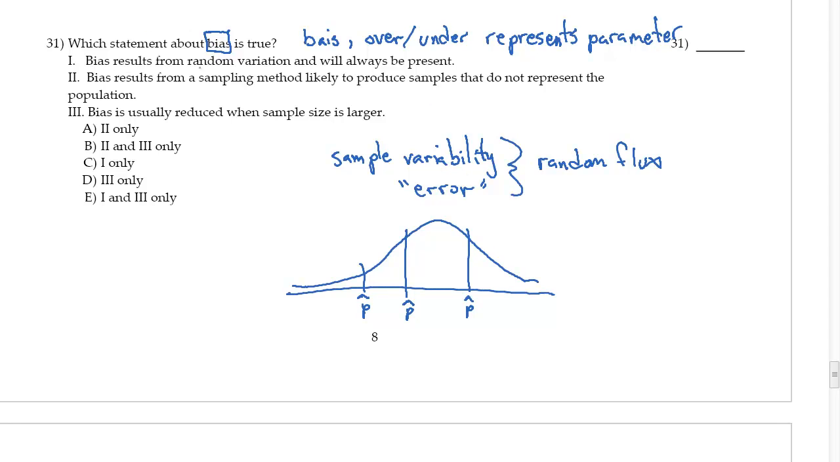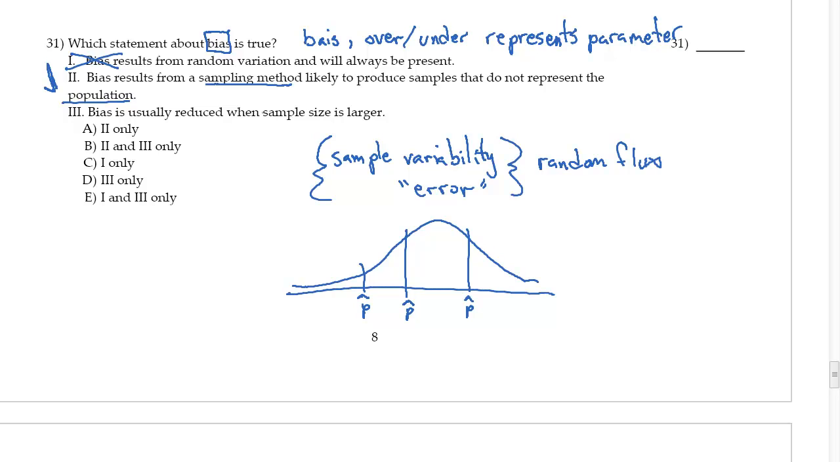So bias results from random variation and will always be present? No. That's sample variability, okay? It doesn't represent that. Bias is an actual over or under representation because of the method that you use. Bias results from sampling method? Yes. Likely to produce samples that do not represent the population? Yes. This makes me happy, okay? So here's my check mark.